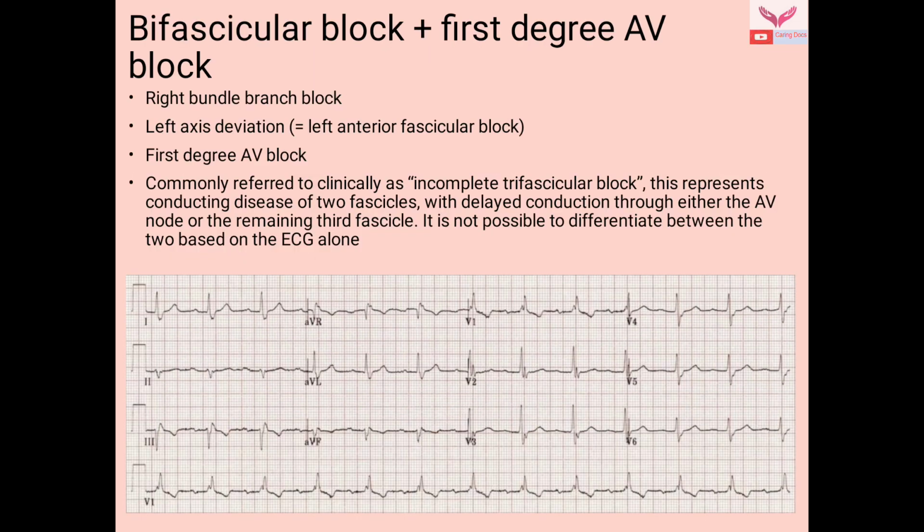Here we can see bifascicular block with first degree AV block. Hence, right bundle branch block is seen, left axis deviation, or we can say left anterior fascicular block, and first degree AV block, and it is commonly referred to as an incomplete trifascicular block. This represents the conducting disease of two fascicles with delayed conduction through either the AV node or the remaining third fascicle. It is not possible to differentiate between the two based on the ECG alone. So, incomplete trifascicular block is right bundle branch block, left anterior fascicular block, and first degree AV block.